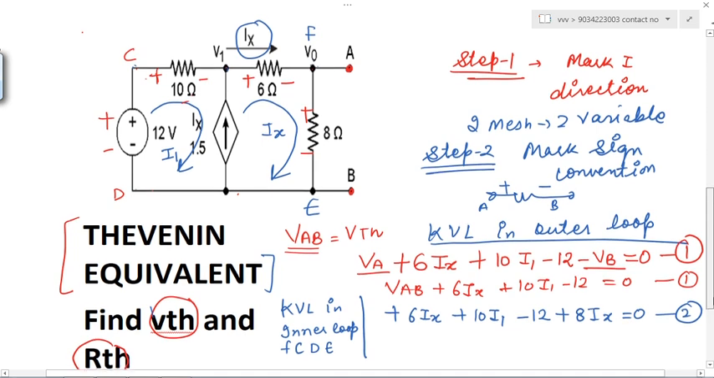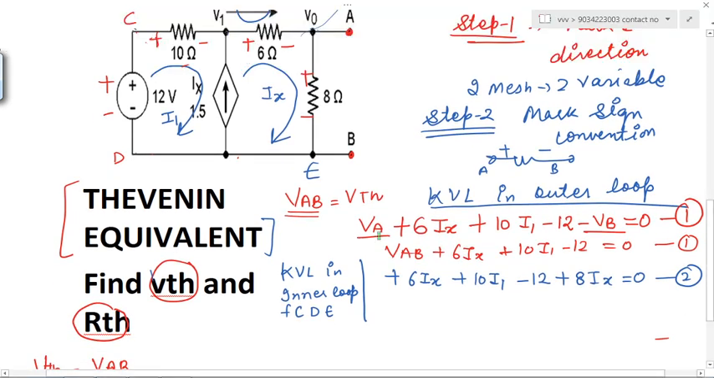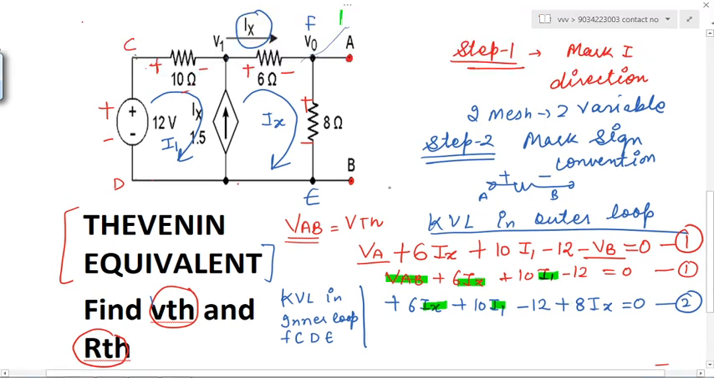And now you can see how many variables are there in this. VAB is one of the variables, ix is one of the variables, and i1 is another variable. Similarly in this also ix is one of the variables, i1 is one of the variables. So 3 variables are there, and for solving 3 variables we need at least 3 equations. But how many equations did we get? 2 equations. So we need to calculate a third equation so that we can solve it further.